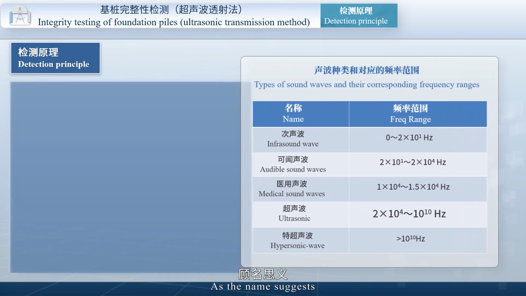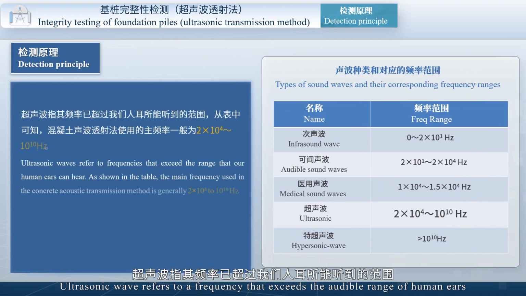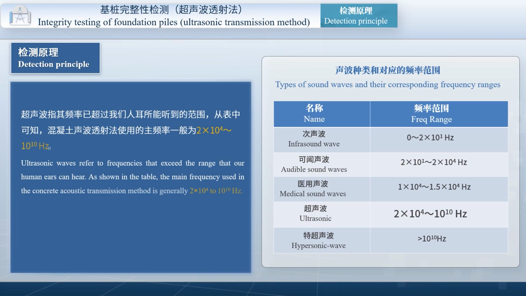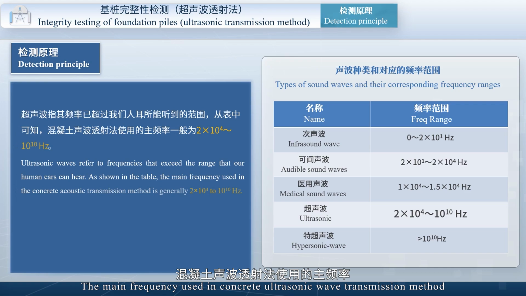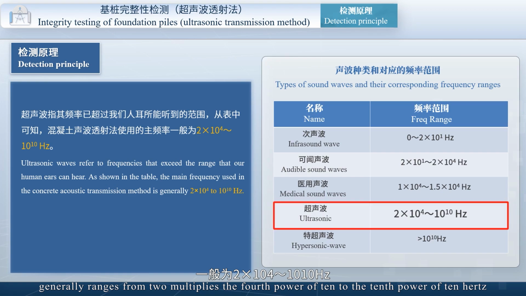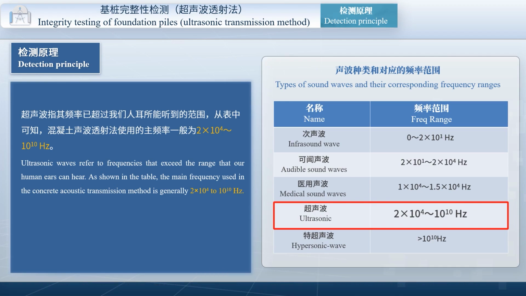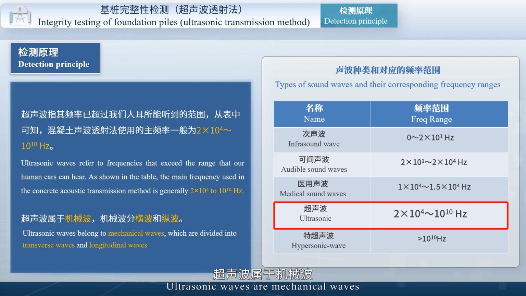As the name suggests, ultrasonic wave refers to a frequency that exceeds the audible range of human ears, as can be seen from the table. The main frequency used in the concrete ultrasonic transmission method generally ranges from 2×10^4 to 10^10 Hz. Here, we need to note that ultrasonic waves are mechanical waves. Mechanical waves are divided into transverse waves and longitudinal waves.